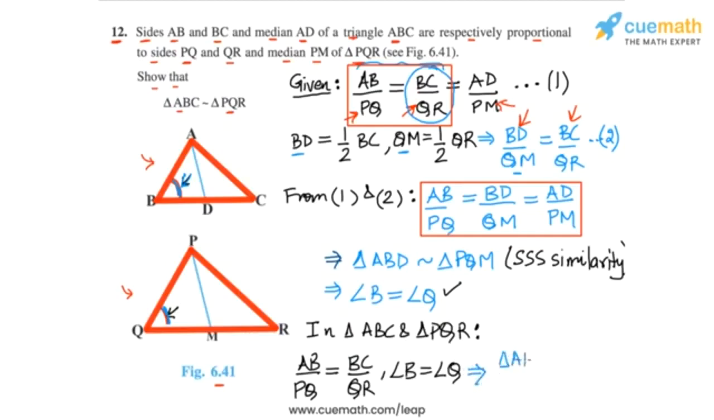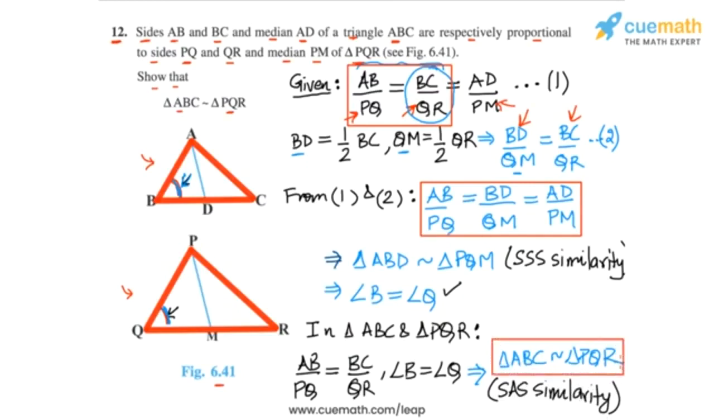So triangle ABC must be similar to triangle PQR, and let's write the reason also. The reason will be SAS similarity criterion. Alright, so this is what we had to show. Triangle ABC is similar to triangle PQR. So we have completed the proof of question number 12.